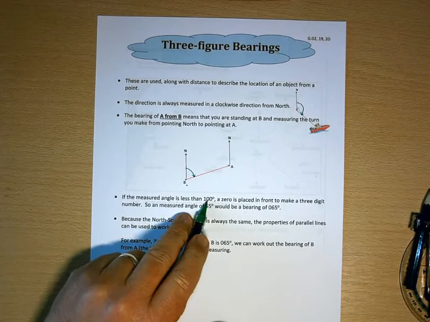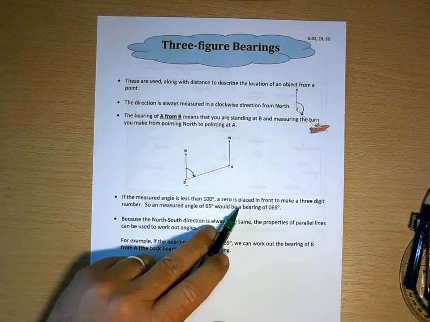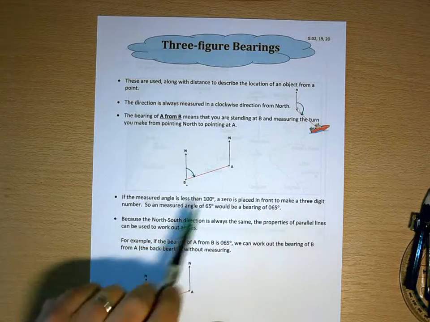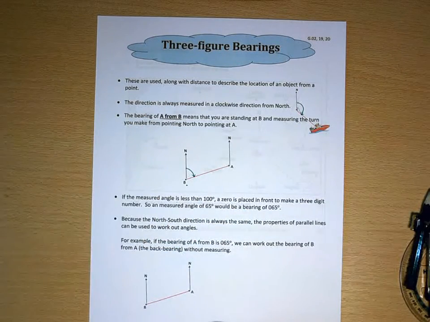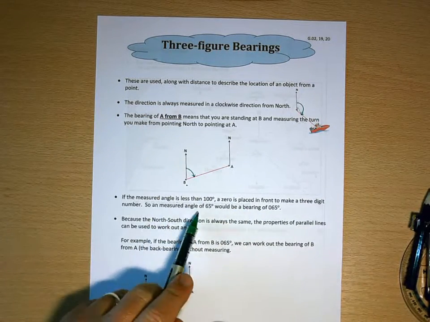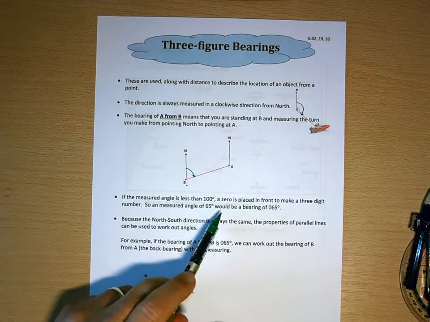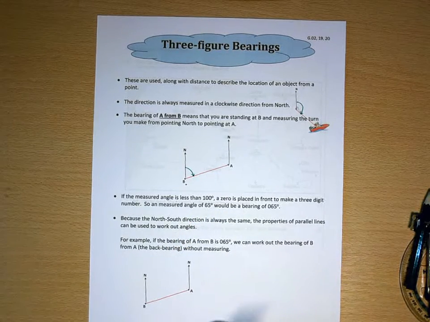If the measured angle is less than 100 degrees, a 0 is placed in front to make a 3-digit number. They're called 3-figure bearings. So a measured angle of 65 degrees would be a bearing of 065.